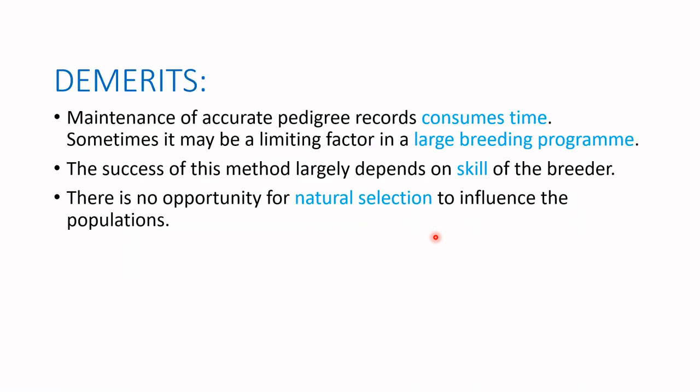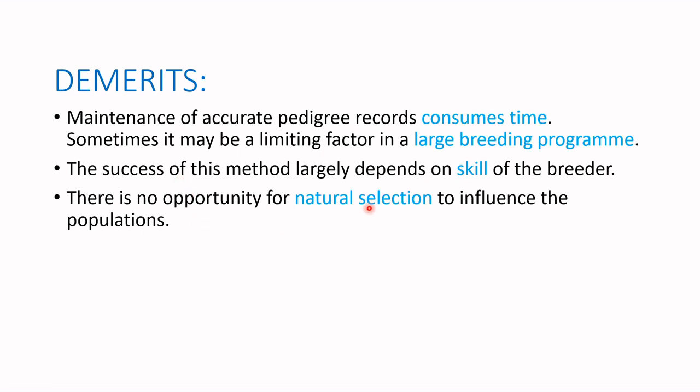Second thing is the demerits. Maintenance of a pedigree record is time consuming and tedious, and at the same time it is a laborious process. It is sometimes impossible when we are maintaining a large F2 population or segregating populations, say for example, 10,000, and it requires skill of the breeder. If the breeder fails to identify the superior individuals and undesirable individuals, the whole process of pedigree method is a failure.